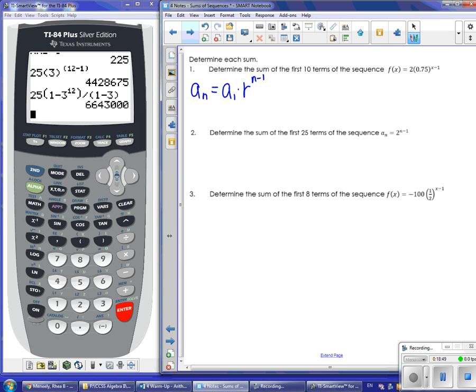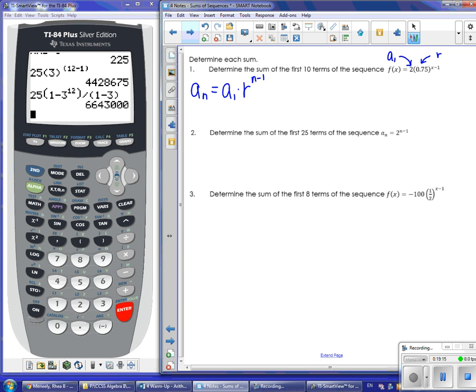And so if I look at this formula, I can see that the 2 in front is going to correspond to a sub 1. And the number that's being raised to the power is going to correspond to my r value. And notice that I'm using x's here instead of n's. I know it can be confusing sometimes, but it's actually the same thing. Look at the format of the equation. It's essentially the same as the explicit notation that we used with a's and n's.